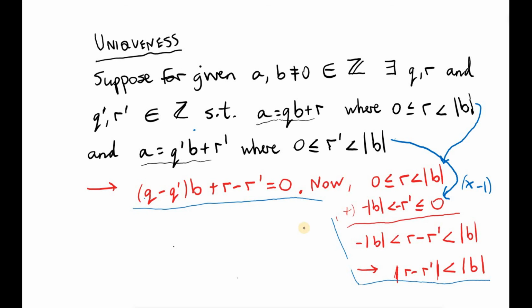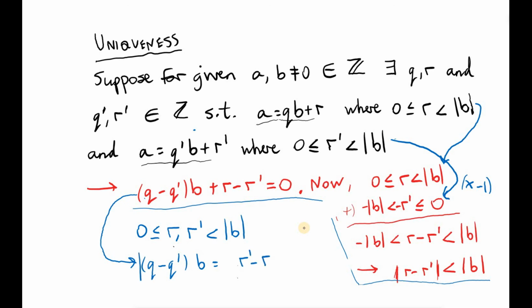This result makes sense because both r and r prime are non-negative and they're less than the magnitude of b. So obviously the distance between them is going to be non-negative, but it's also going to be less than the magnitude of b. We use that fact here by taking magnitudes of this equation. First of all, I'll just rewrite this. And if we take the magnitude of both sides, well, the distance between r and r prime we've just shown is less than the magnitude of b.